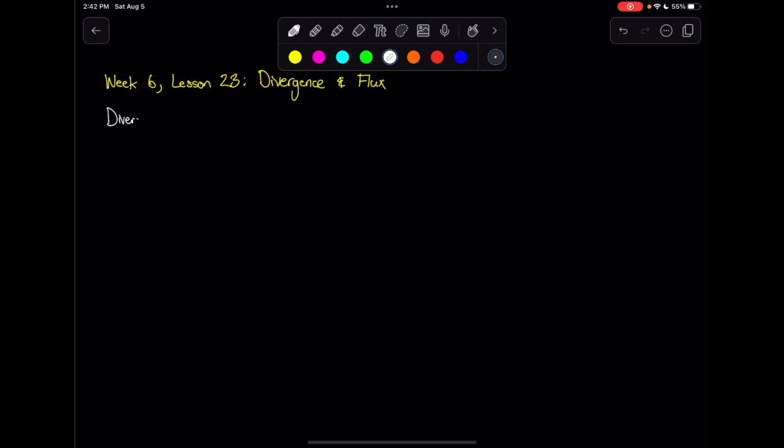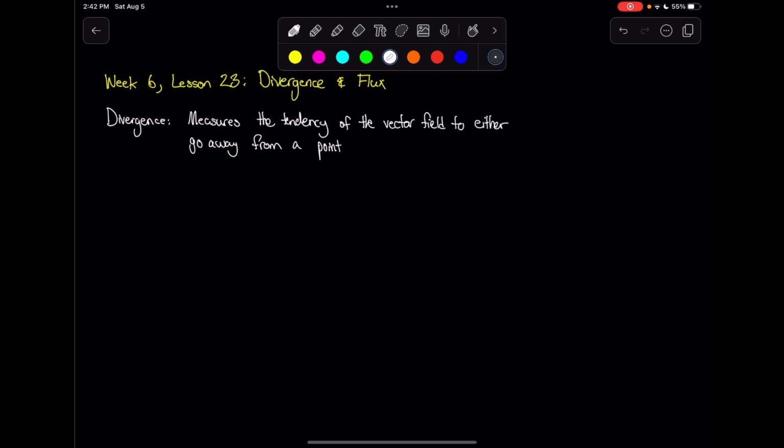So let's give a brief definition. The divergence of a vector field measures, if we're thinking about it in terms of heat or water flow or airflow, the tendency of the vector field to either go away from a point, which means that point is what we call a source, or to be attracted to or come to that point, in which case we call it a sink, kind of like a black hole, right? A lot of things get sucked into a black hole. We call that a giant sink.